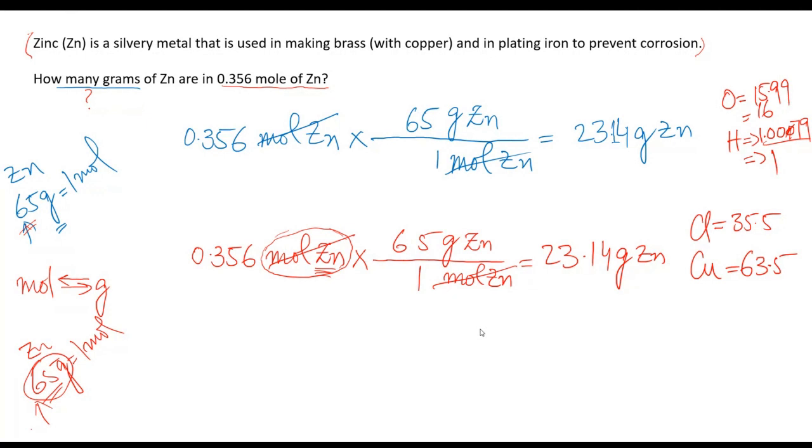Let's move to the next. Okay, students, our next topic is Avogadro's number. What is this Avogadro's number? Avogadro was a scientist. After performing many experiments, he discovered a number. That number is 6.022 into 10 raised to the power 23.